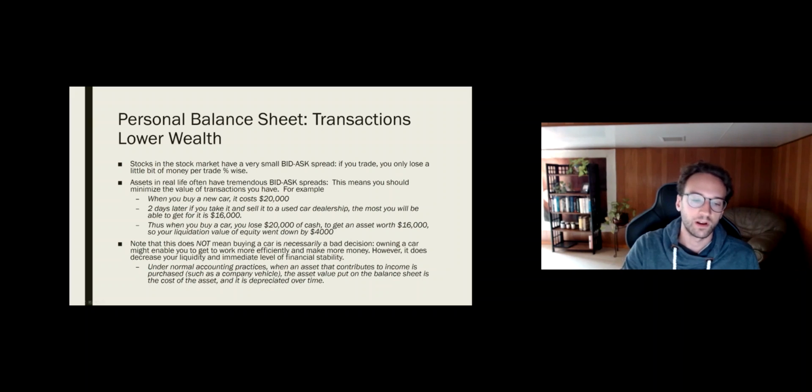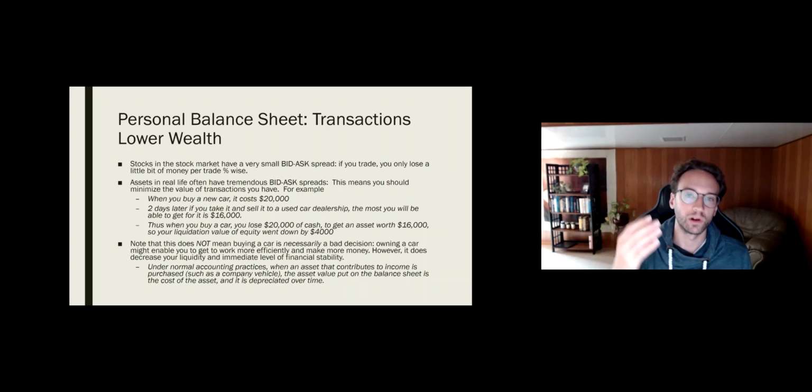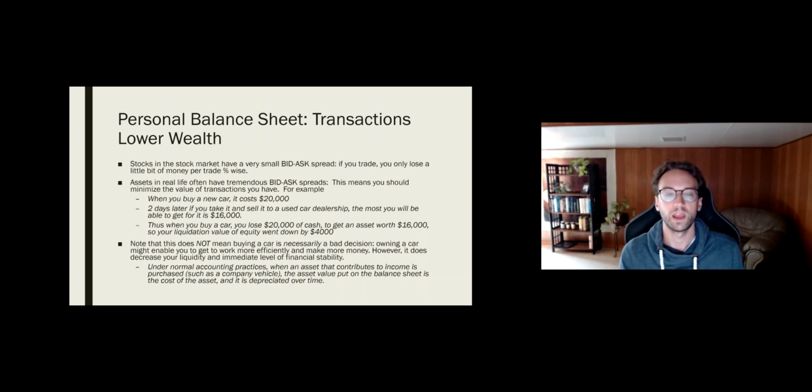By the way, one comment here. Under normal accounting practices, when a company buys something like a car that is helping the company operate and contributing to them making profits, the value of that asset goes on their books as the amount they paid for it. So normally if a company buys a car for $20,000, they put it on their balance sheet for $20,000, and then the asset would go down in value over time. But again, what I am telling you to do is to have a balance sheet measuring your liquidity and your liquid level of wealth. In which case, for liquidation value, you immediately lose $4,000 when you buy the car.